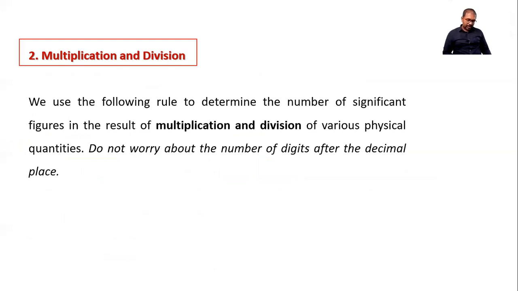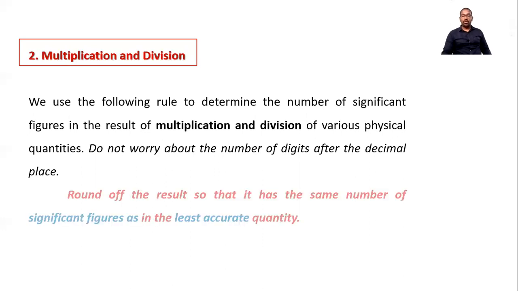Now let's see multiplication and division. In addition and subtraction, we learned how to write the answer in the correct significant figures. But in multiplication and division, what is the rule? We use the following rule to determine the number of significant figures in the result of multiplication and division of various physical quantities. Do not worry about the number of digits after the decimal point. In addition, we were worried about the digits after the decimal point, but here we are not.